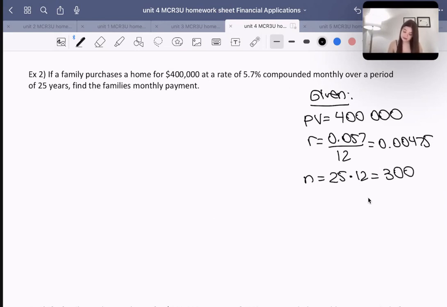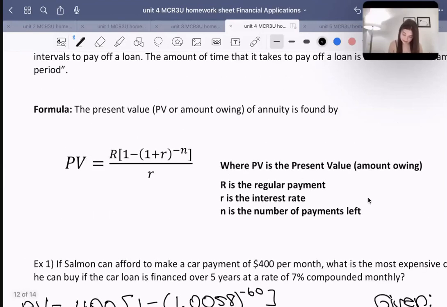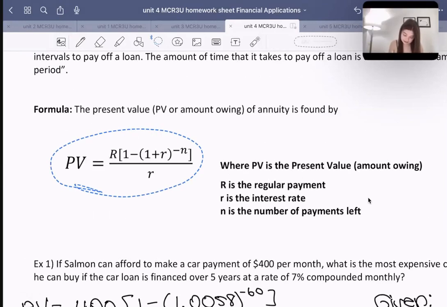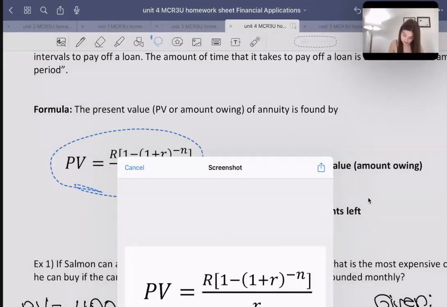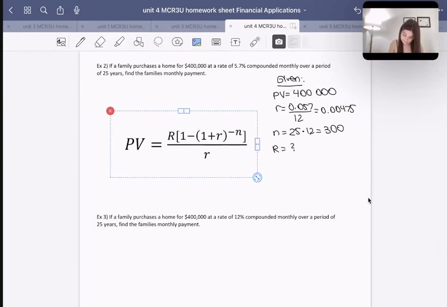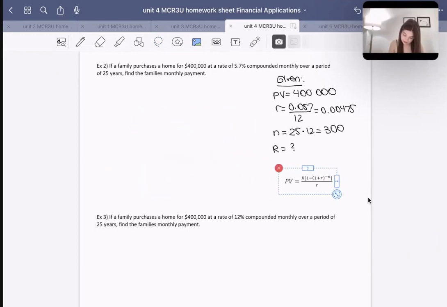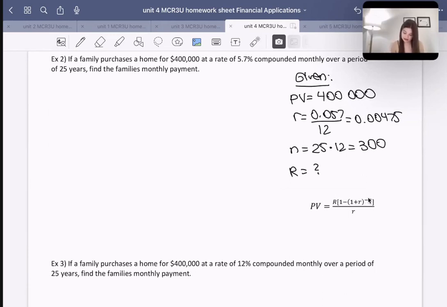And then what we want to know is what is R, right? What is the family's monthly payment? So I'm actually going to go back and take a look at this equation, and I'm actually going to copy it down over there. Let's paste it over here. There we go. Because we're going to use this exact same equation again.